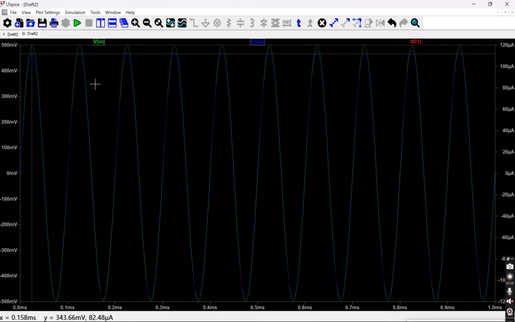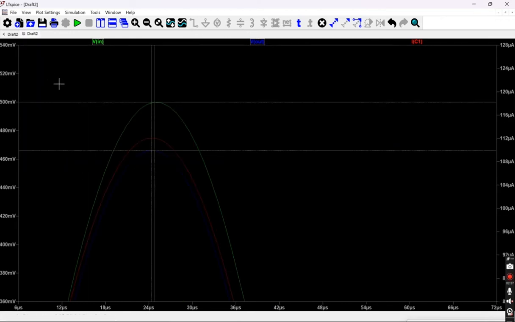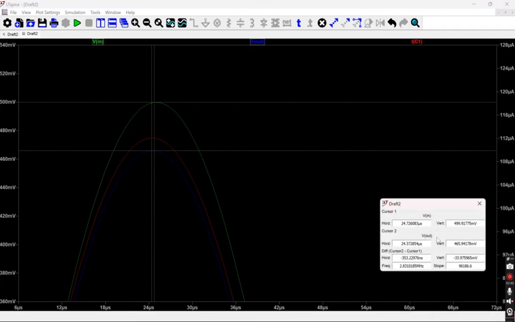The two graphs of the input and output both overlap, which assumes linearity, which is desired in our design. Upon further investigation, we can notice that the input voltage is found to be approximately 500 millivolts, and the output voltage is approximately 465 millivolts. And these are both the max peak values for both input and output.